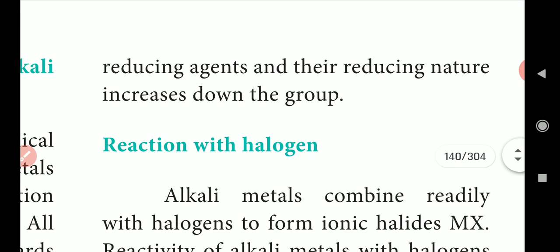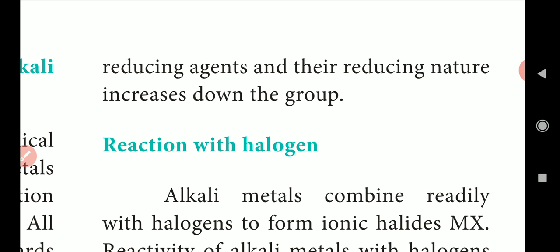The reducing nature increases down the group. These metal hydrides act as reducing agents, and their reducing nature increases down the group. Listen here. Which one has the most reducing character? Cesium hydride has the most reducing character. What is meant by a reducing agent? An agent that can easily lose electrons, meaning it undergoes oxidation, acts as a reducing agent.